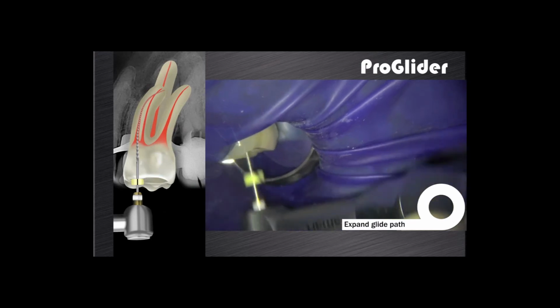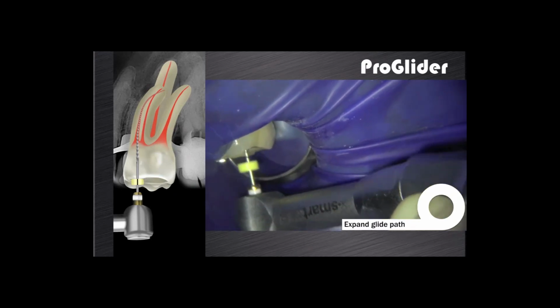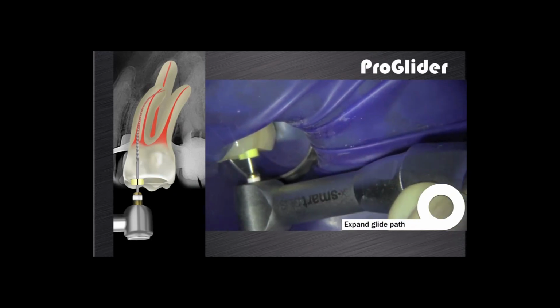On this video you can see how we expand the reproducible micro glide path with the ProGlider instrument, a single progressively tapered rotary instrument for glide path enlargement. It is important to note that most of the research studies favor first using the ProGlider instrument to expand the glide path before canal preparation with the ProTaper Next system.